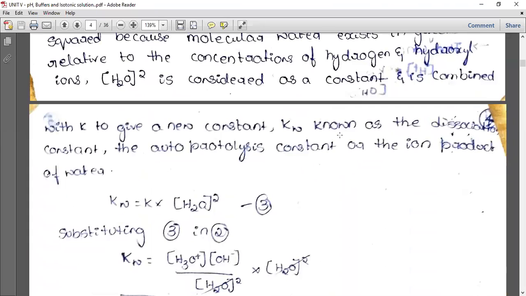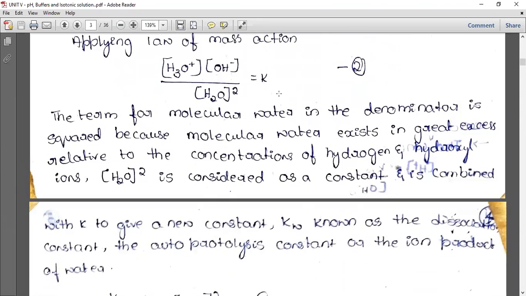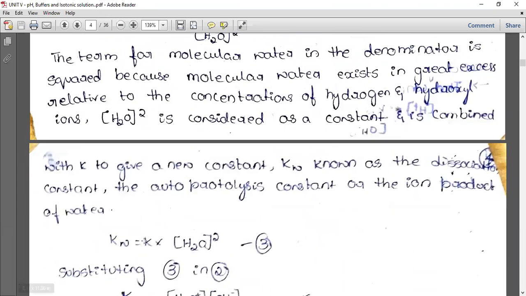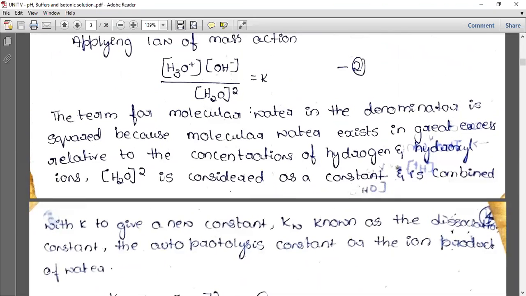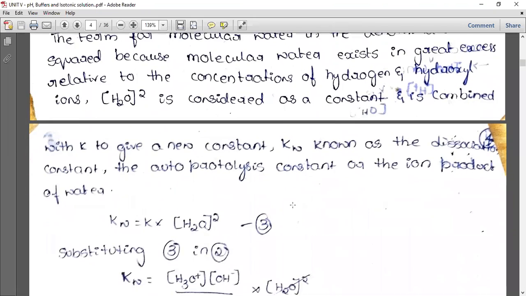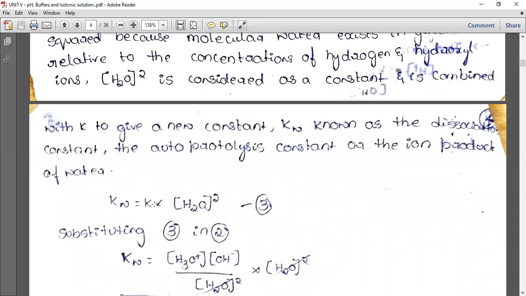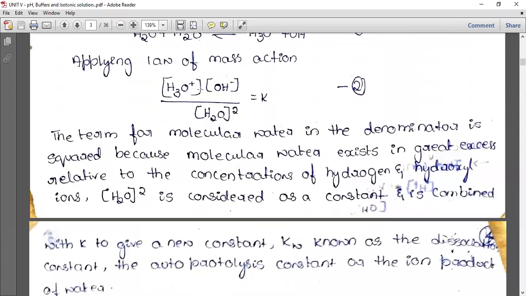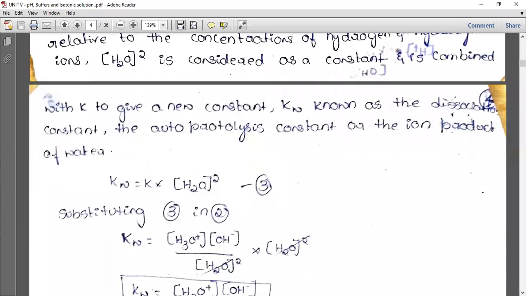Here Kw is equal to K into H2O whole twice. That is what we have called, right? We have combined these two constants to give one more constant known as Kw. Same thing is written: Kw will be equal to K into H2O whole twice. Now we are going to substitute this particular value in equation 2. So what do we get? Kw is equal to K, which is equal to H3O plus into OH minus divided by H2O.